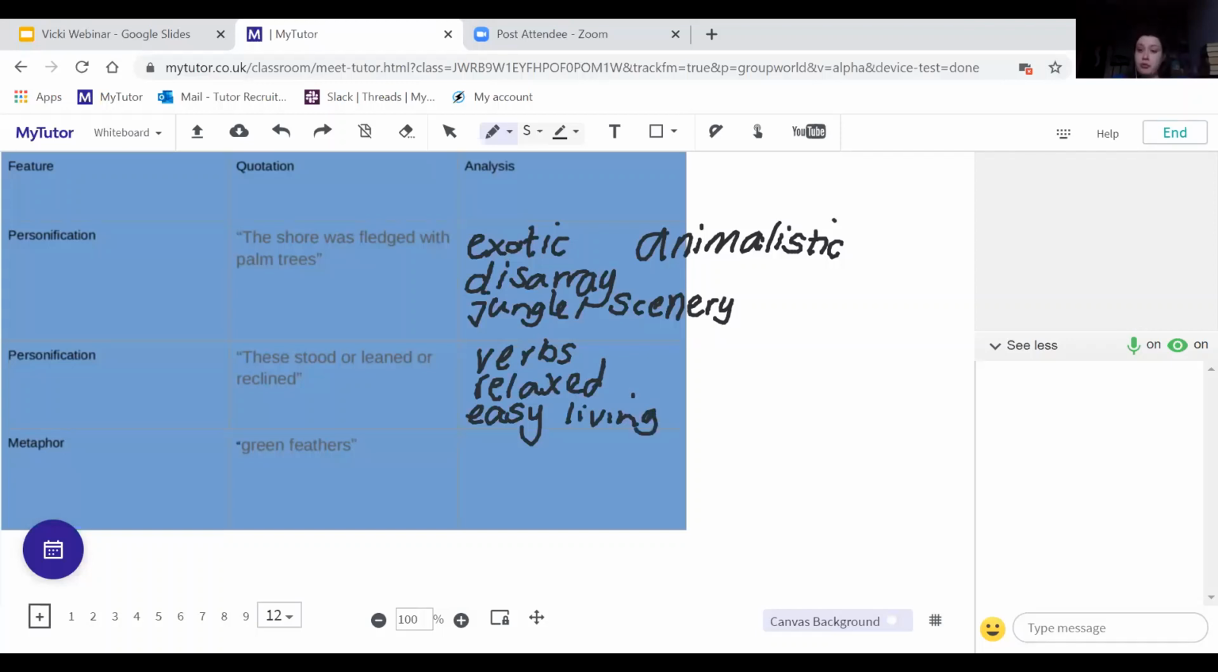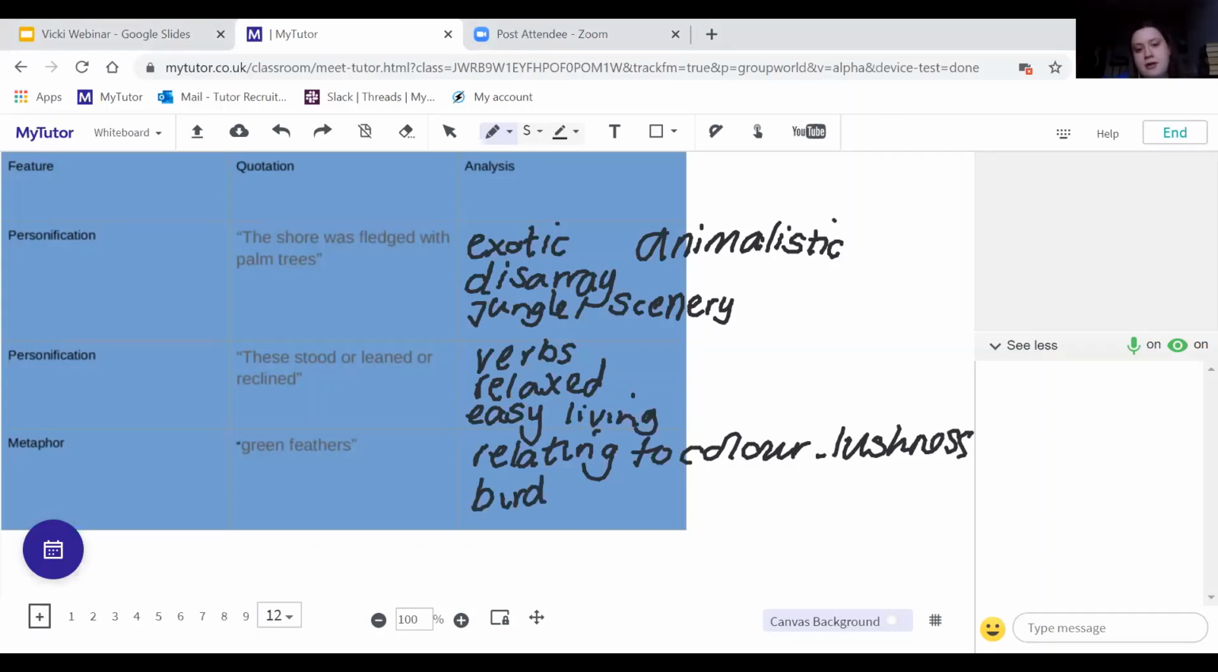Right, metaphor, green feathers. So first off, I would say that generally the green is obviously relating to colour, which we could relate to lushness, a variety of the things that you guys have already come up with. In terms of feathers, what do we generally relate feathers to? What are the connotations of feathers? Exactly, birds, yeah. So that could therefore link to nature in terms of not just plants, extending it to animals and everybody that lives there.